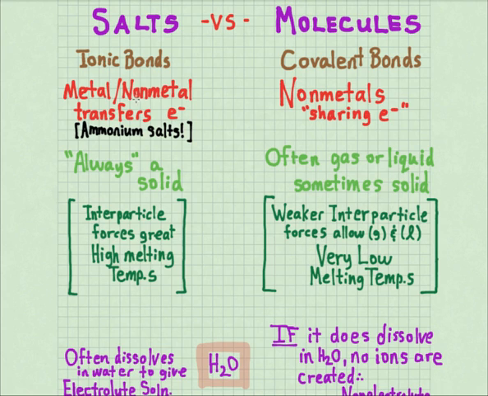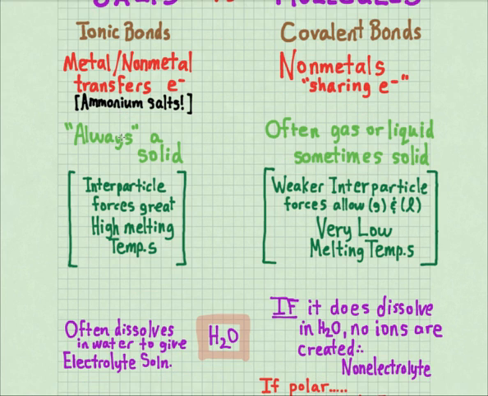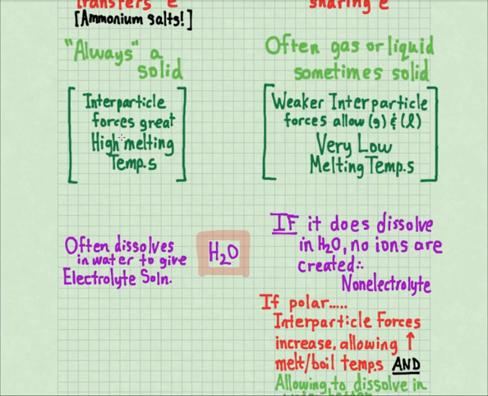With the salt, they have a metal and a nonmetal transferring electrons, except for the ammonium salts. But that's kind of an exception, but an important exception. Do you know what the ammonium ion is? Look some up. Look up Google ammonium salts. See what you find.